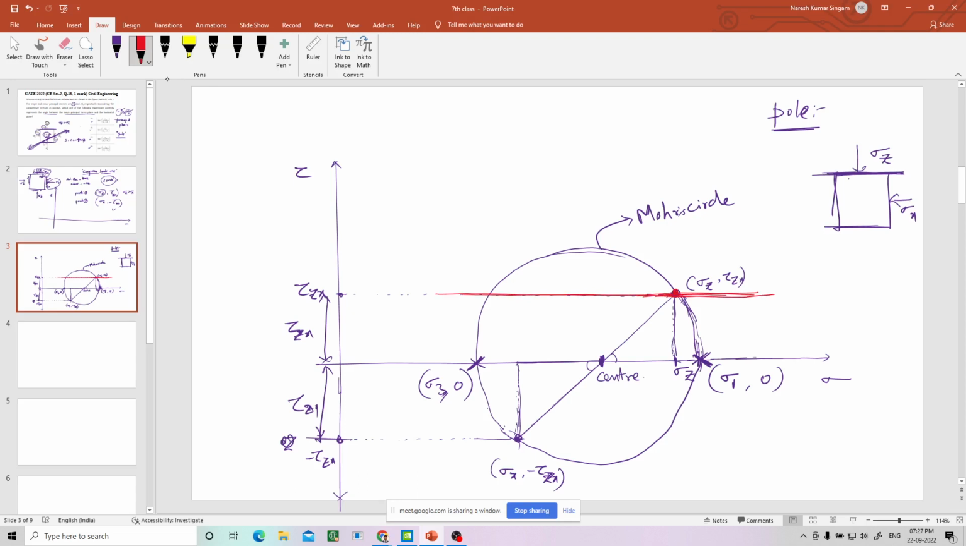And what is the other stress? Sigma x. This sigma x is acting on the vertical plane. You just have to draw a vertical line through this sigma x. Okay, let's draw that.